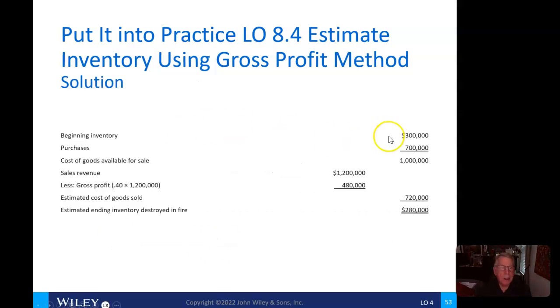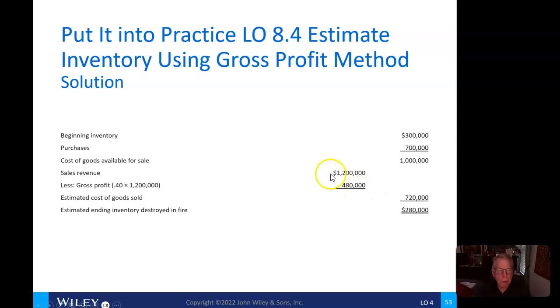Okay, our beginning inventory, $300,000. We purchased another $700,000. That gave us a cost of goods available for sale of $1 million cost, right, so far. Then on the sales side, we have sales revenue of $1.2 million, and gross profit would be 40% of the $1.2 million, or $480,000.